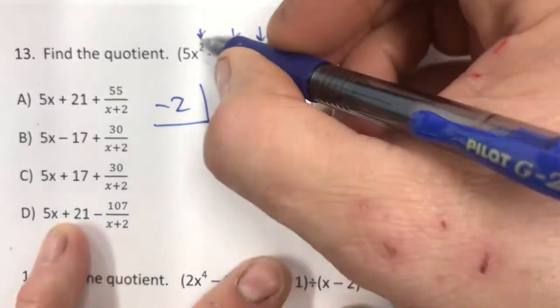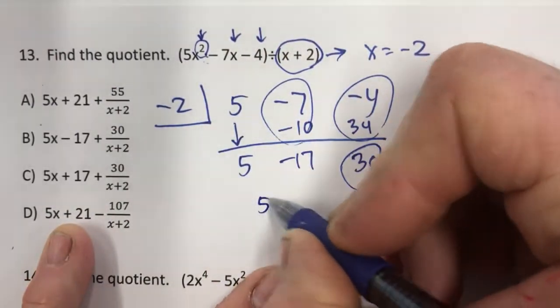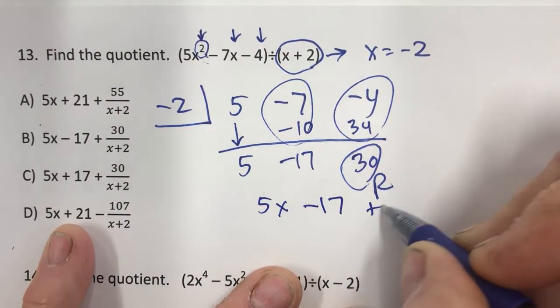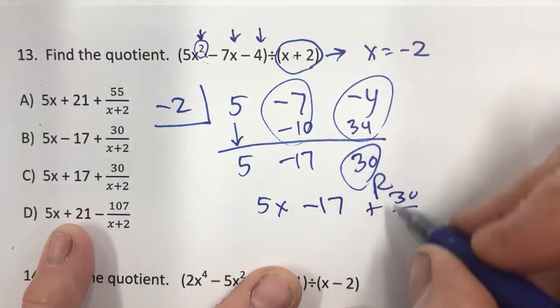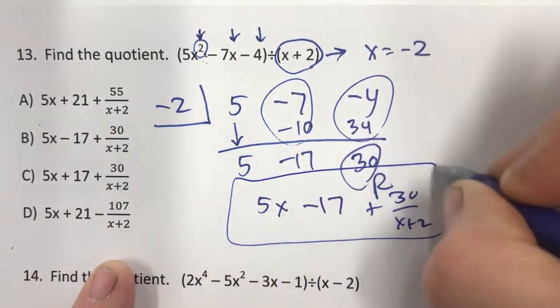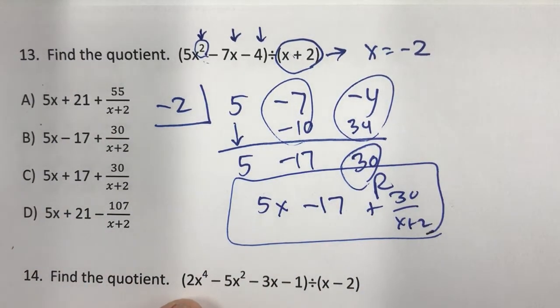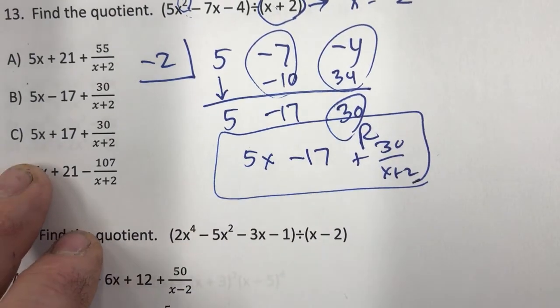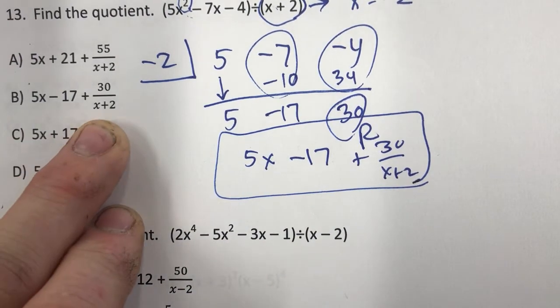This is going to be 1 degree less. This was x squared, so this is 5x minus 17 plus 30 over my divisor, x plus 2. And that should be it right there, 5x. Right there, B.